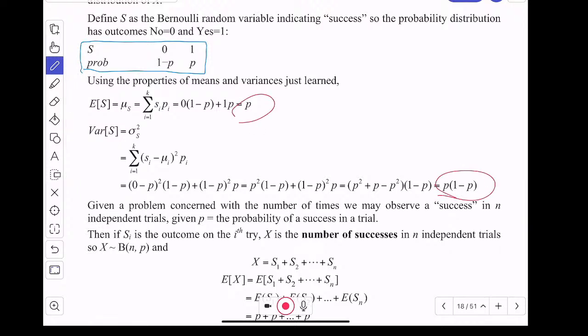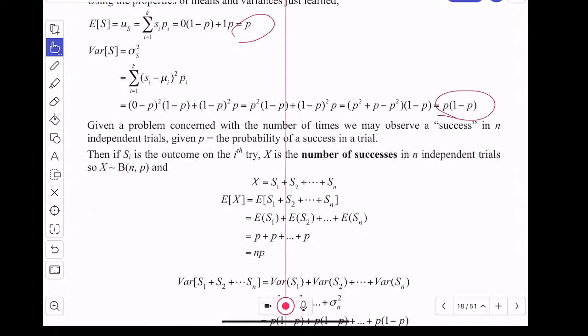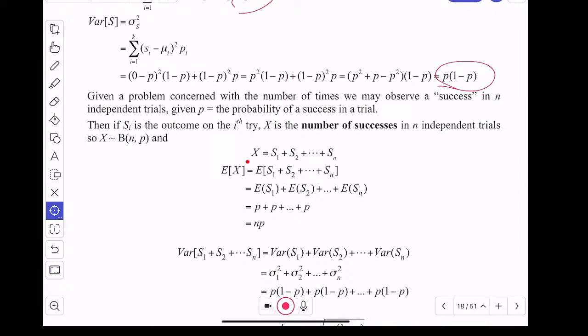Now using that and putting that together in the binomial problem is repeat this n times. So repeating this n times means I'm going to create this count variable, adding together the outcomes of those n trials. Then using the rules of means and variances, the expected value of a sum of variables is just the sum of the means. So that's where the n times p comes from.